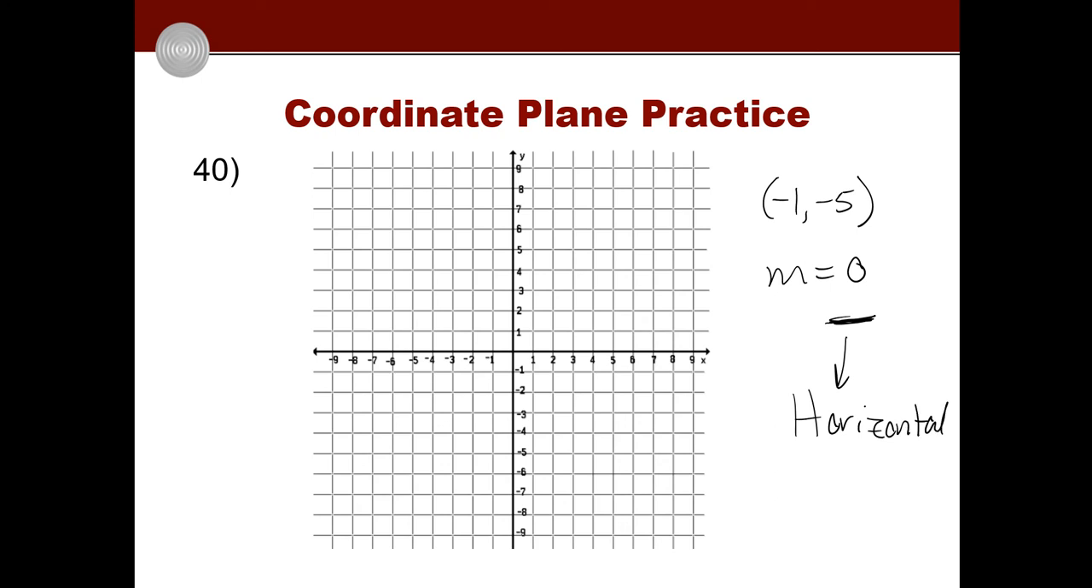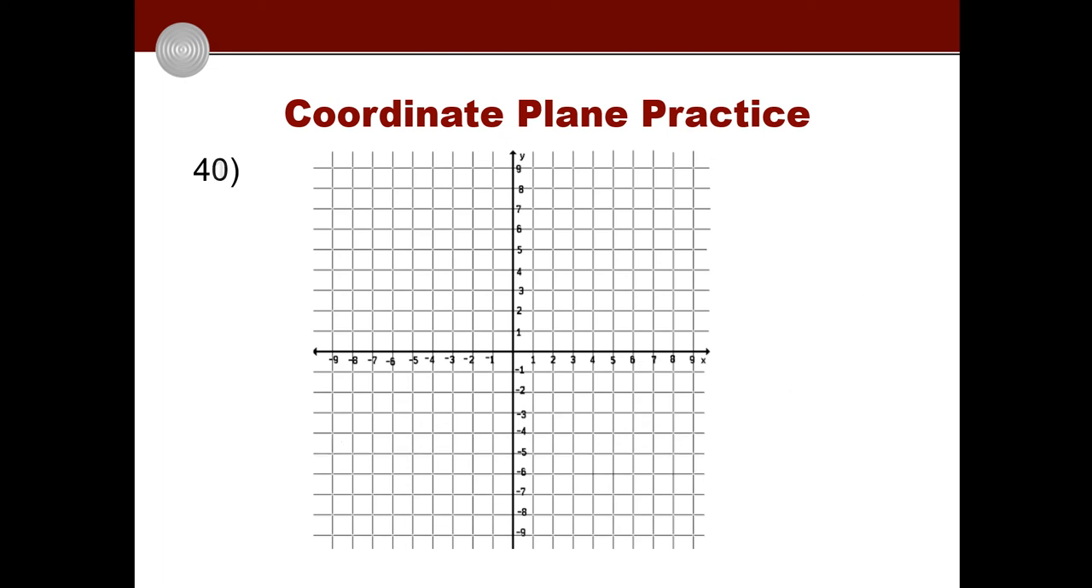So I can graph my point, negative 1, negative 5. And then I know this is a horizontal line. So I'm drawing a horizontal line through that point. That's my line. And what this is saying is it's 0 over something. We don't know what. The top number has to be 0, which means we're not moving up or down, right? We're staying there. That is a horizontal line.